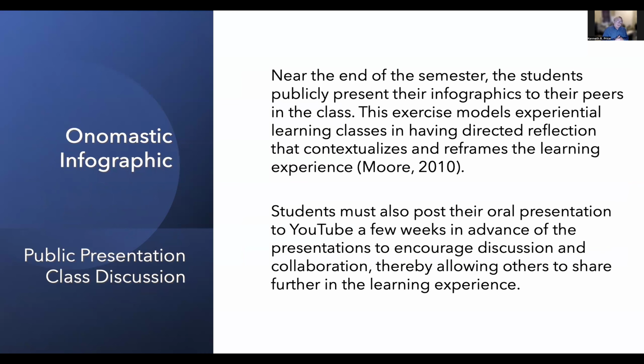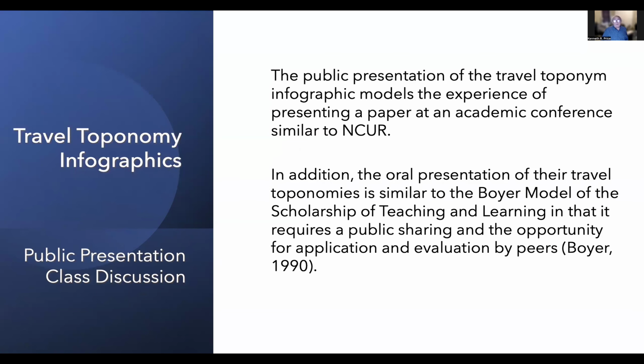At the end of the semester, after they've created their infographics, the students publicly present their information to the class. This is very similar to experiential learning classes, but also the Boyer model of scholarship and teaching and learning that you see in these assessment strategies, to where they're actually able to orally present this information, and the students can all participate in these oral presentations later in the semester.